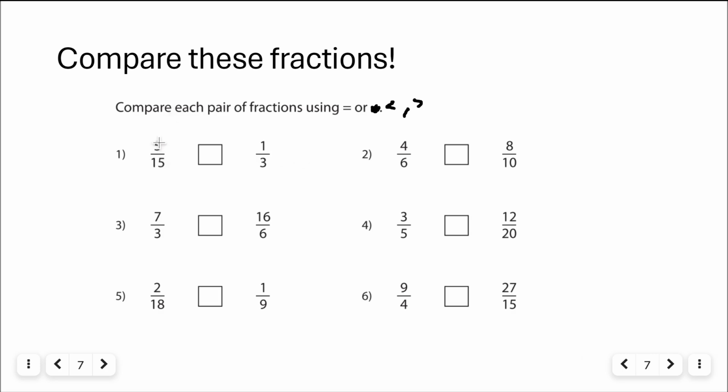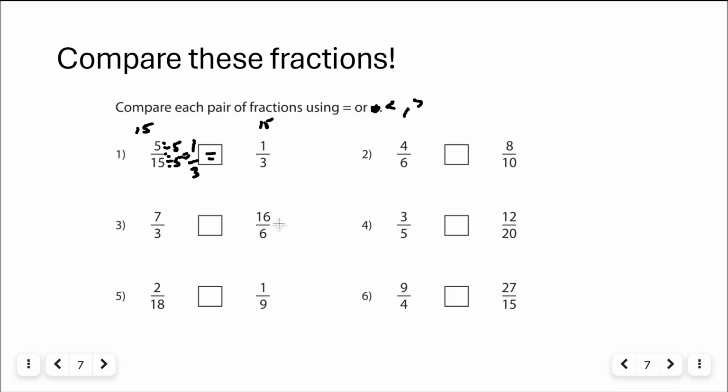That's always important. So 5/15 and 1/3. So we can multiply them. 3 times 5, that's 15. 1 times 15, that's 15. So these are equal. You also could have divided both of them by 5. That gives you 1/3. So yeah, they're equal.